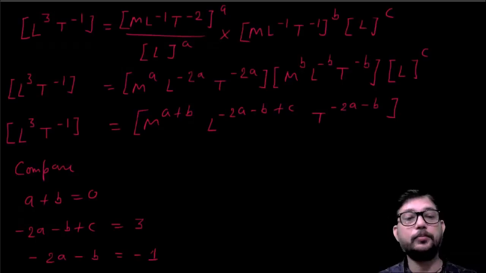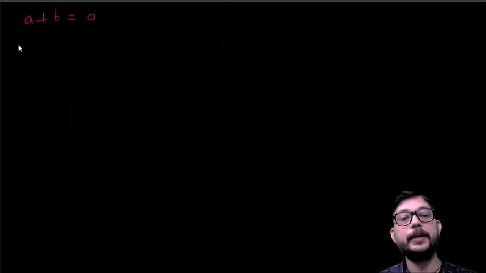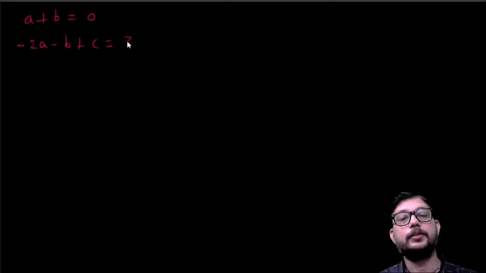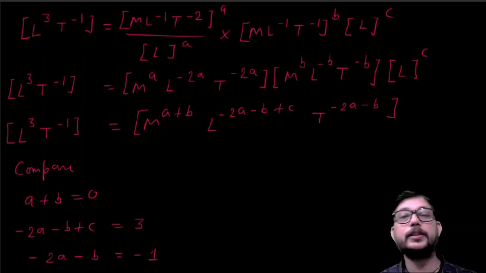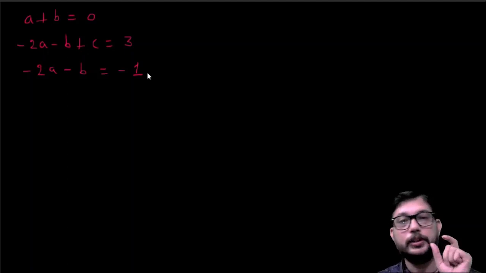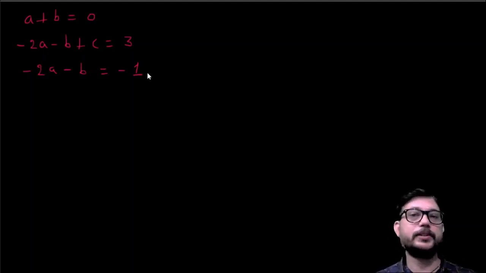First is a plus b equal to 0. Second, minus 2a minus b plus c, and that is equal to 3. And third equation, minus 2a minus b equal to minus 1. So these are the three equations we are going to solve.